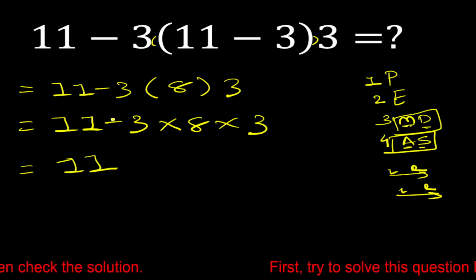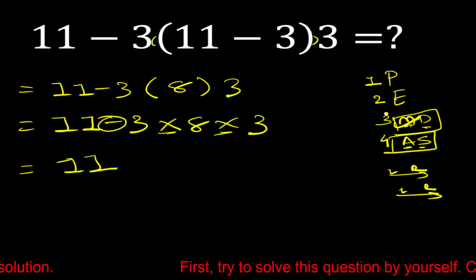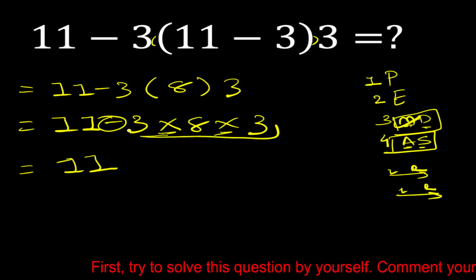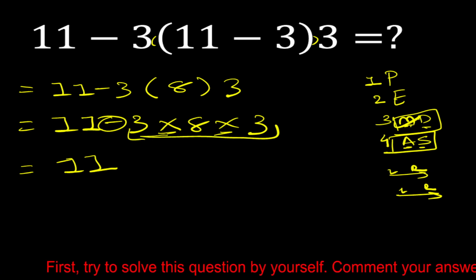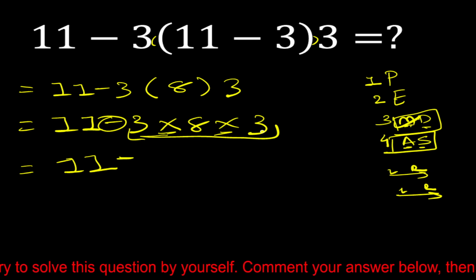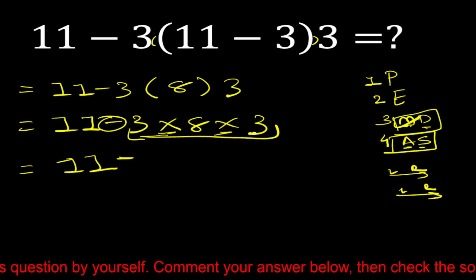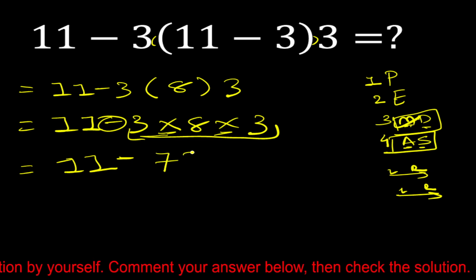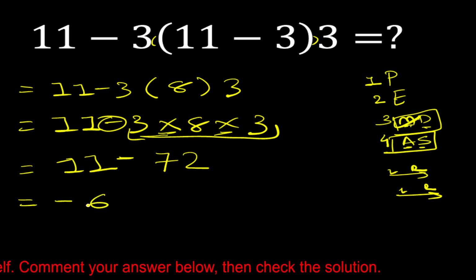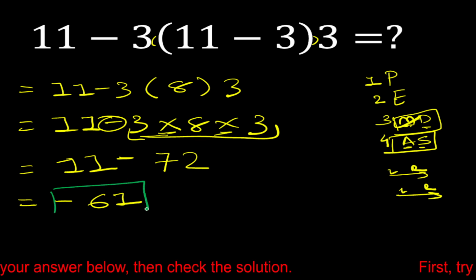According to PEMDAS rule, here is subtraction and here is multiplication. First priority is multiplication. Okay, so first we have to solve this multiplication, then we have to solve this subtraction. Okay, so minus 3 multiply 8 multiply 3. Okay, so is equal to 72. Now 11 minus 72 is equal to minus 61. So the correct answer is minus 61.